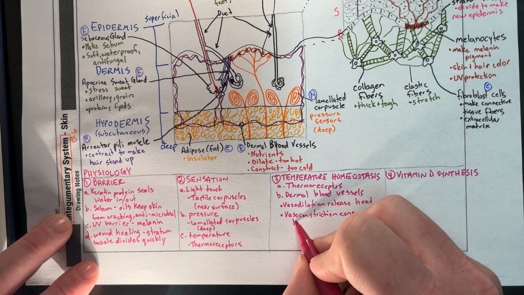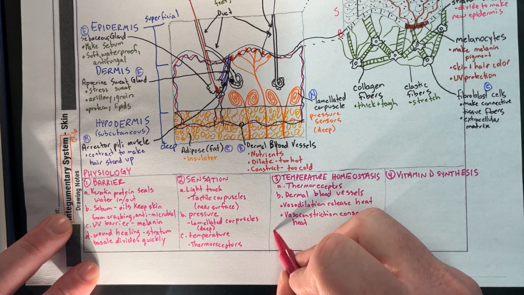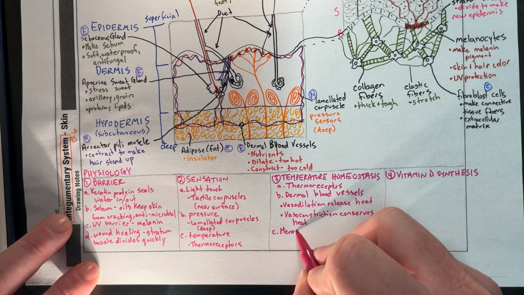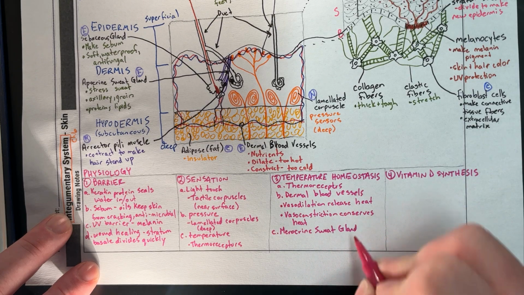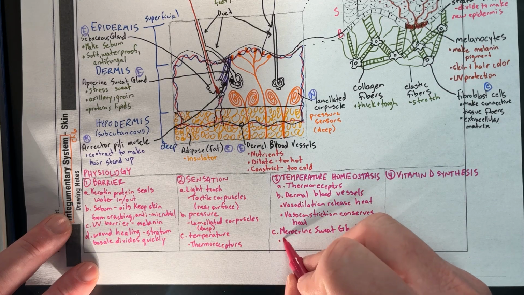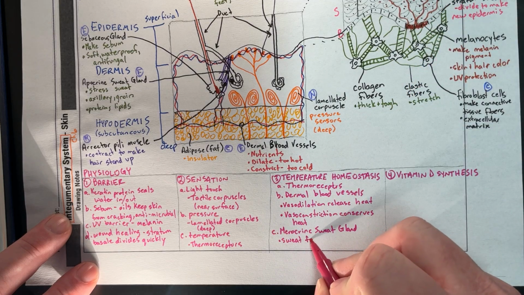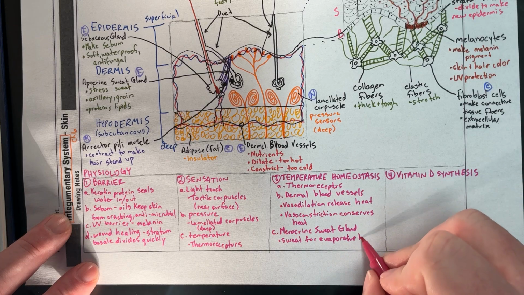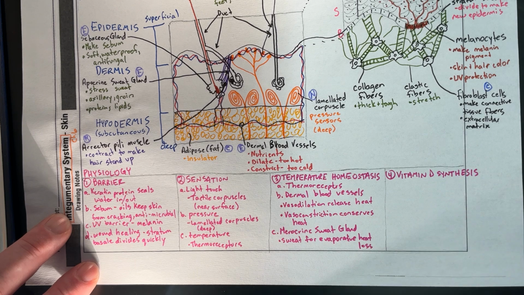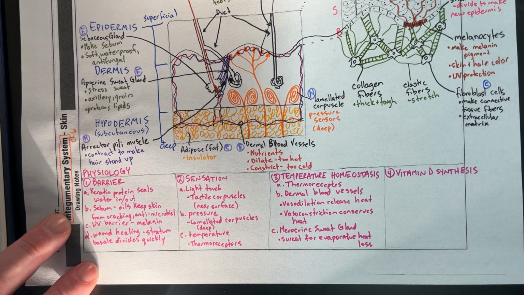And vasoconstriction conserves heat. Your body's making heat all the time. That's pretty crazy. All right, and then also, don't forget this. We've got our merocrine sweat glands. And those are the sweat glands that make sweat when you're hot. And then what happens is when the sweat evaporates, that evaporation pulls heat out of your body as well. So that's called evaporative heat loss or evaporative cooling. All right, so that's how our skin is involved in the physiology of temperature homeostasis.